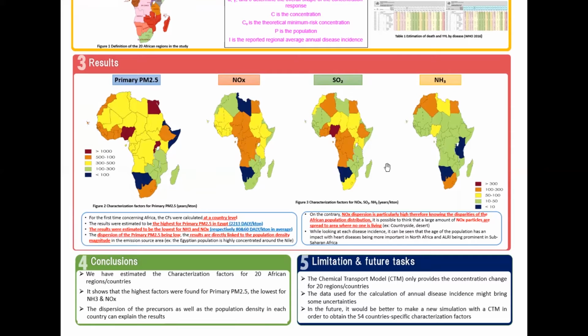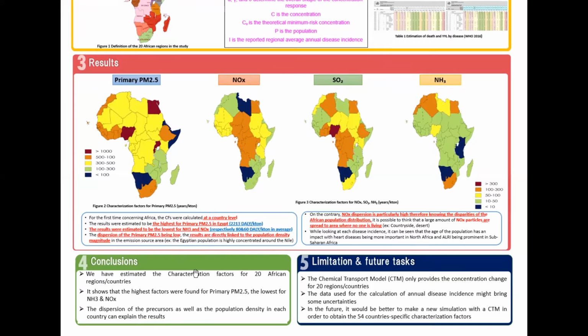And if we look further at the results, we find that the damage in sub-Saharan Africa is higher due to the young population, especially damage of lower respiratory infection to the kids is really high. So we have estimated the characterization factor for air pollution for 20 African countries. We show that the highest result we obtained for primary PM2.5, the lowest for NH3 and NOx.